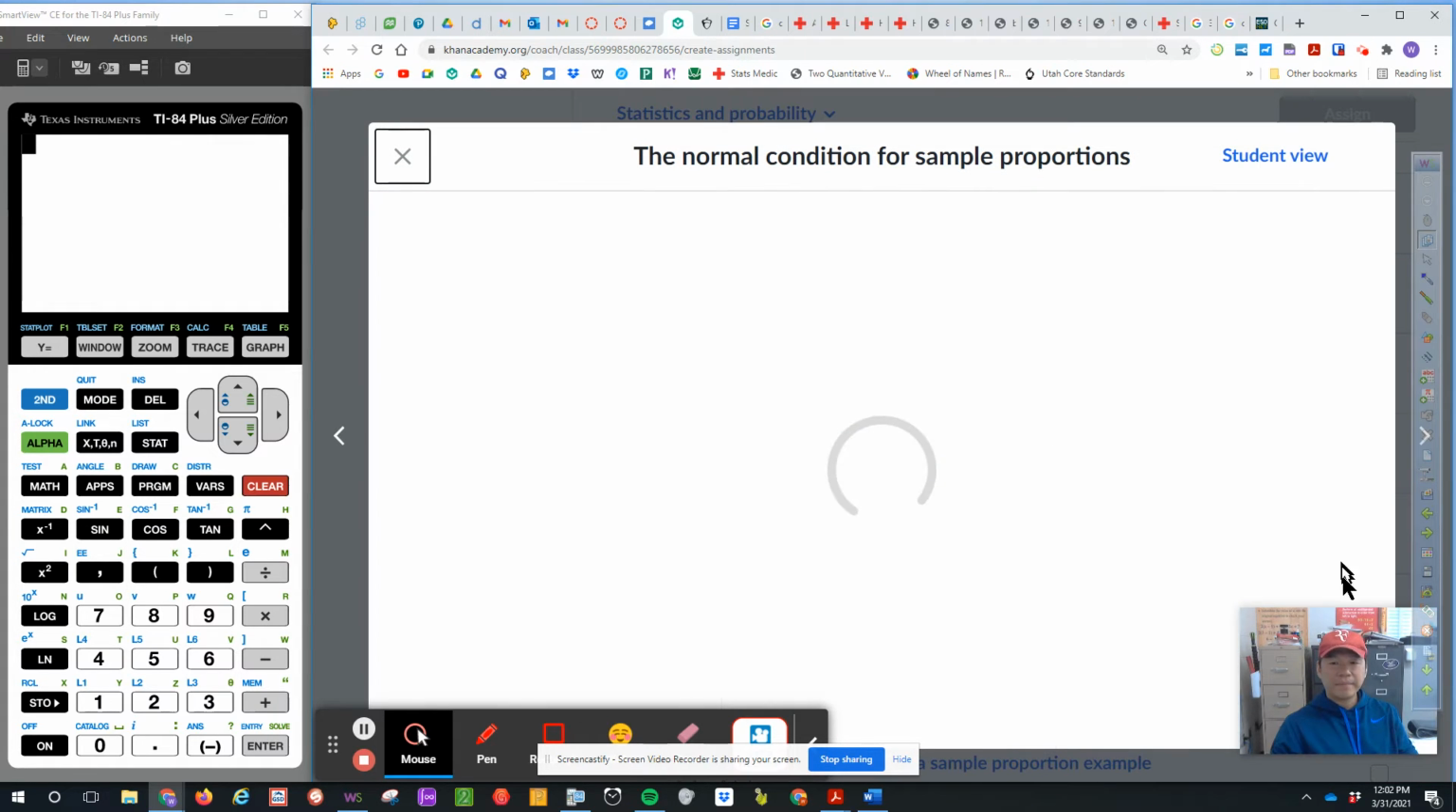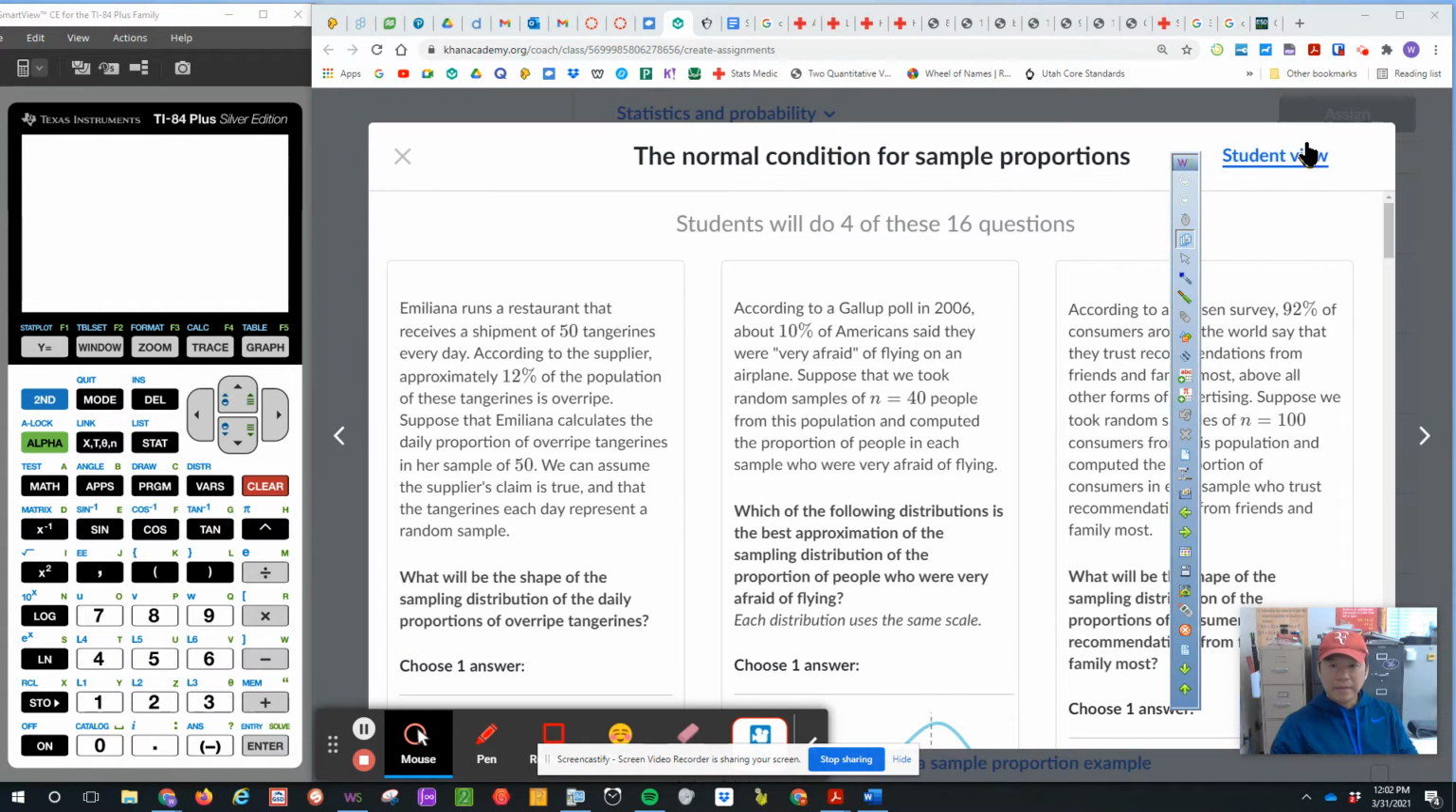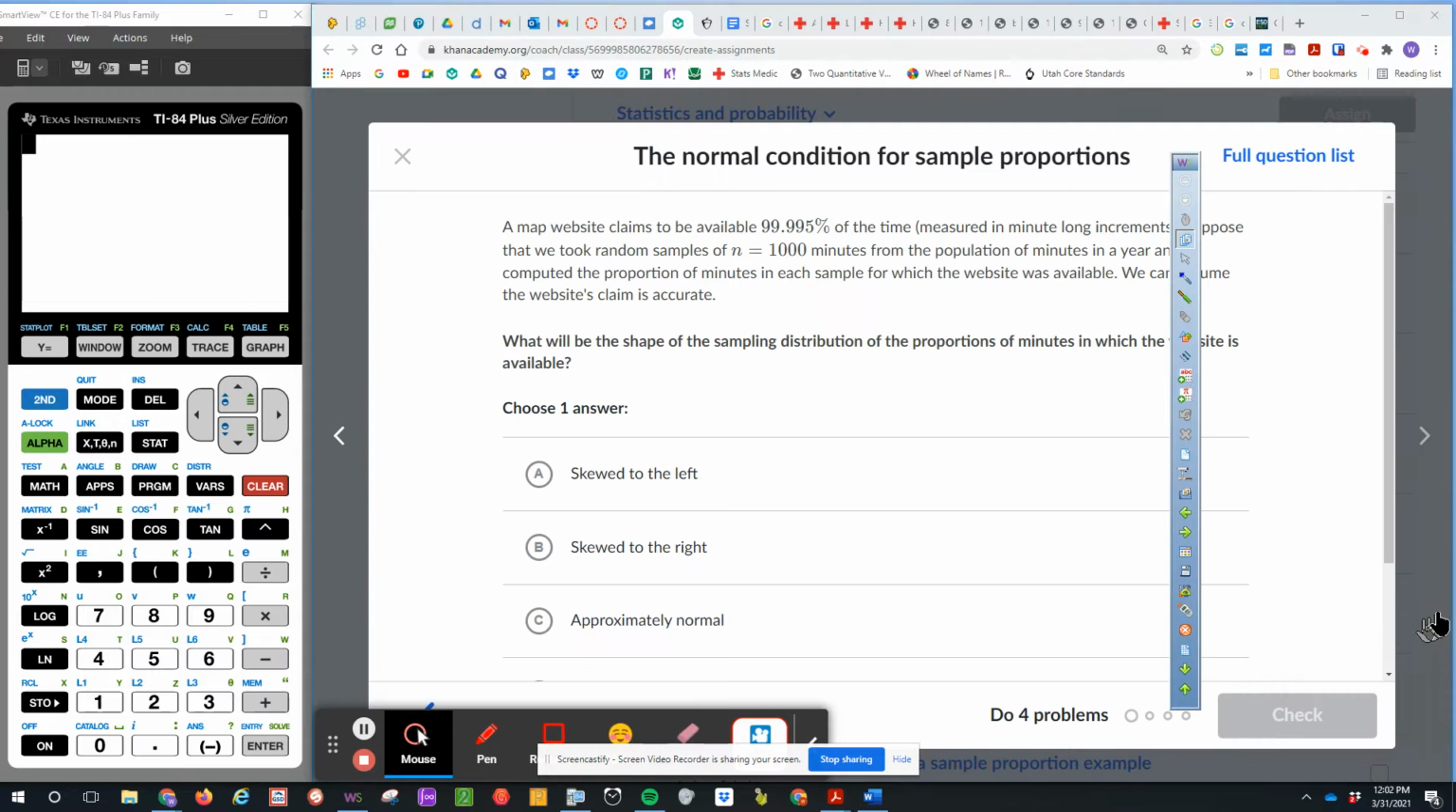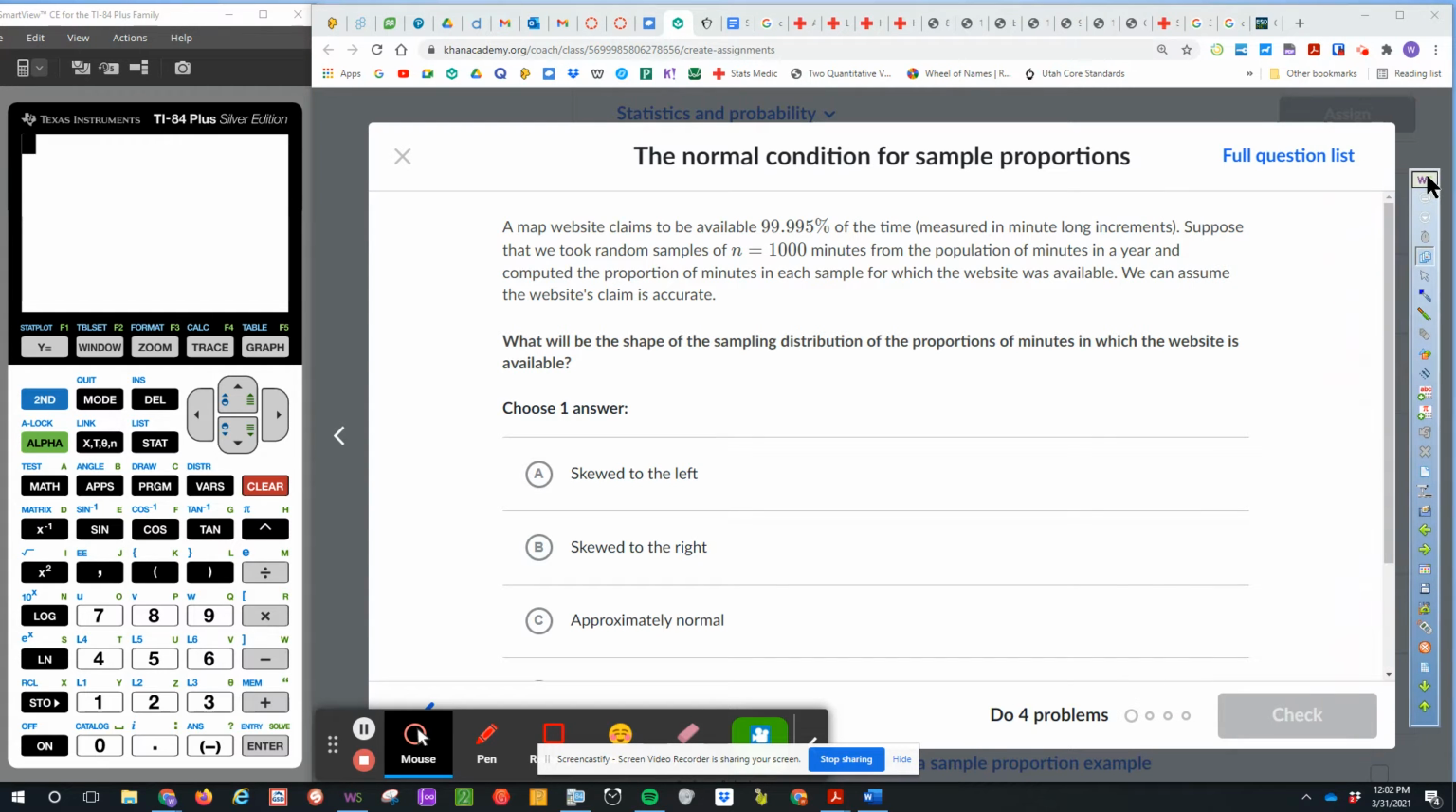So if I click on that, and in fact, I'm going to click my picture away. Don't really like to see that. All right, let's look at this. A website claims to be available 99.995% of the time, measured in minute-long increments. Suppose that we took a random sample of n equals 1,000 minutes.